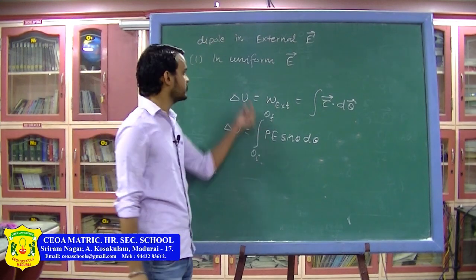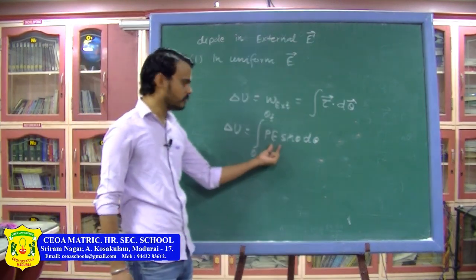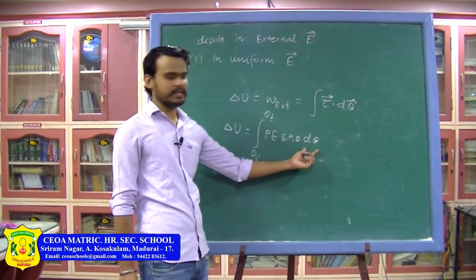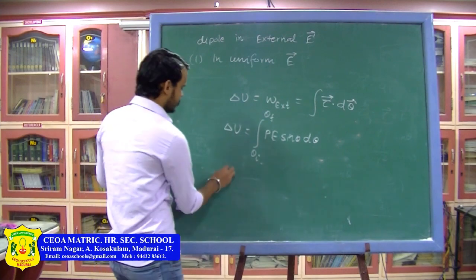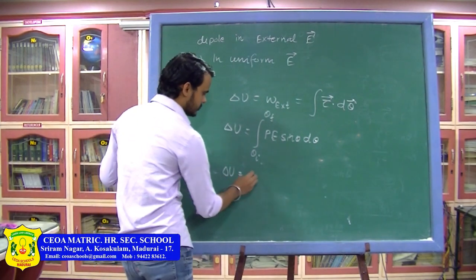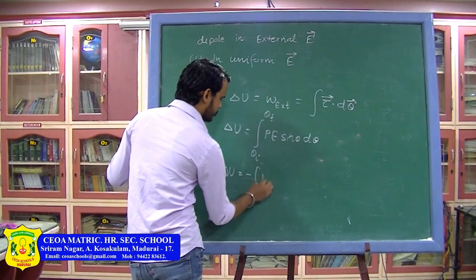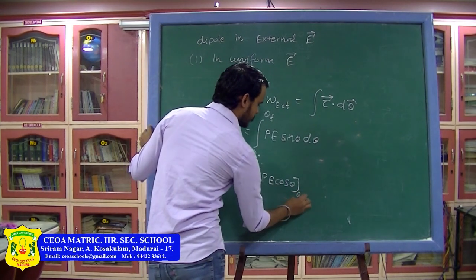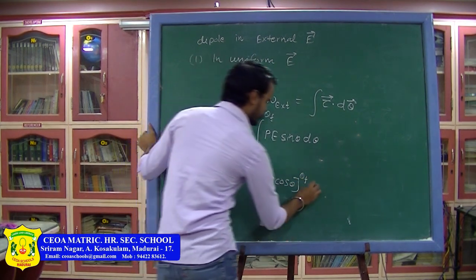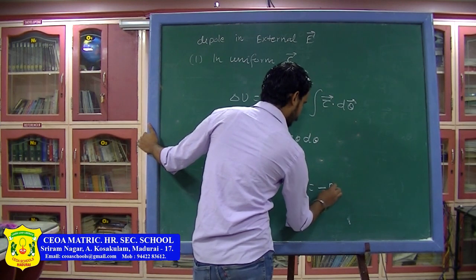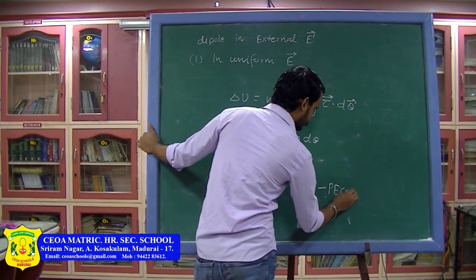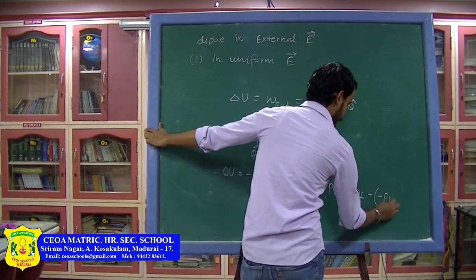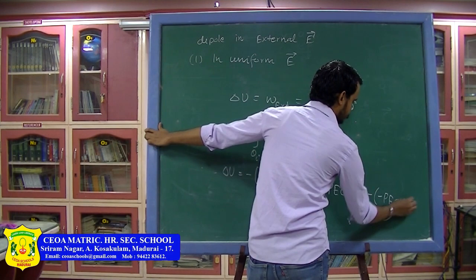Again, as the electric field is uniform, P and E both are constant, but theta is changing. So I can take these two outside. The integration of sin theta d theta will be minus cos theta. So delta U can be written as minus of P E cos theta from theta initial to theta final, which can again be written as minus P E cos theta final minus of P E cos theta initial.